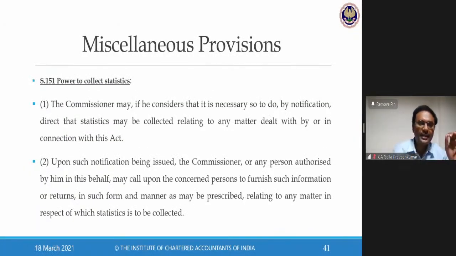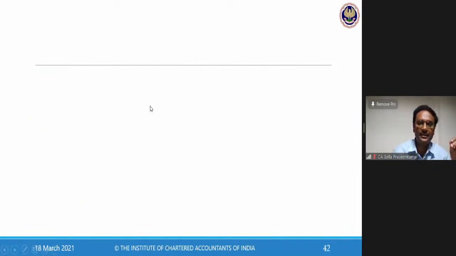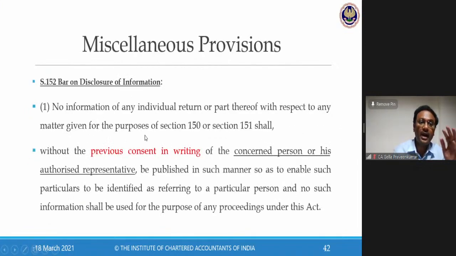So this particular provision says how information can be called for analysis purposes. Next. Bar on disclosure of information.